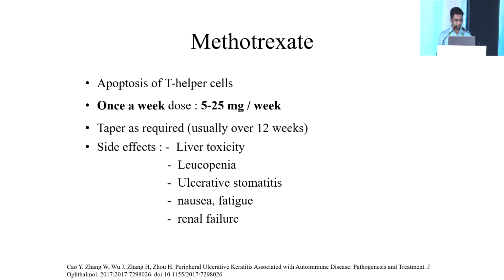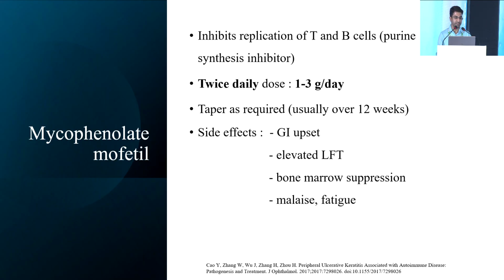Methotrexate, a little bit on the different types of immunomodulatory agents. Methotrexate is an apoptosis inducer of T cells, and it can be given in a dosage of once a week, 5 to 25 milligram per week, and tapered over a duration of 12 weeks. All these agents can be tapered over a period of 12 weeks depending upon the response. Side effects include hepatotoxicity, leukopenia, ulcerative stomatitis, nausea, fatigue, and renal failure.